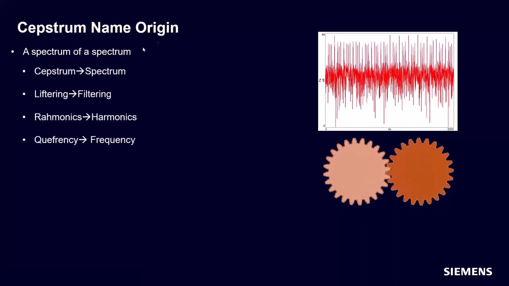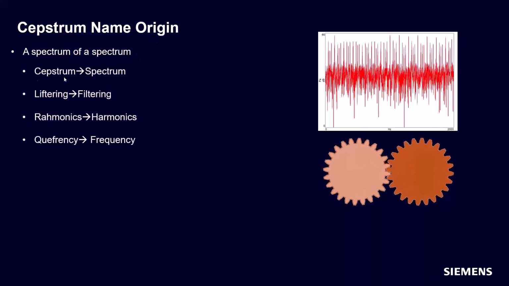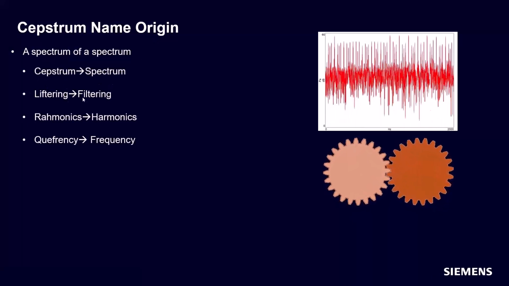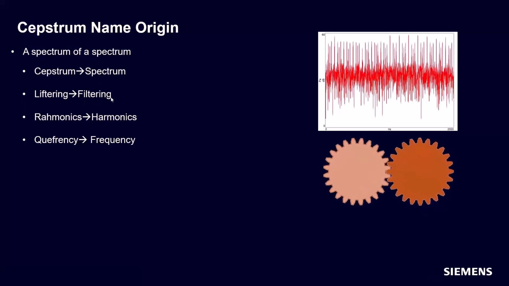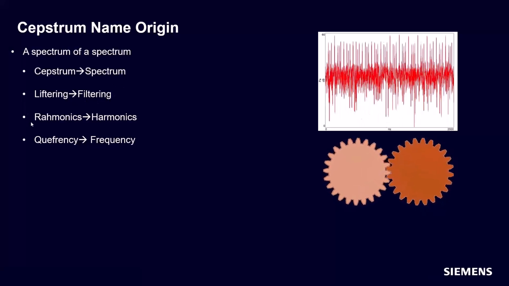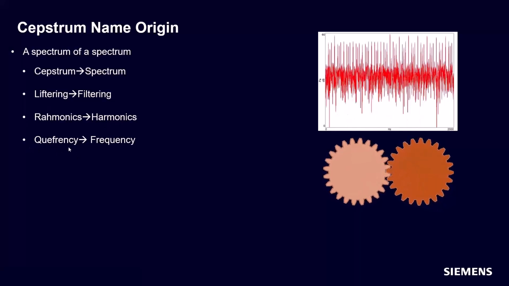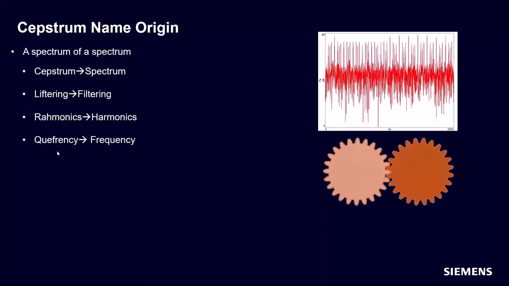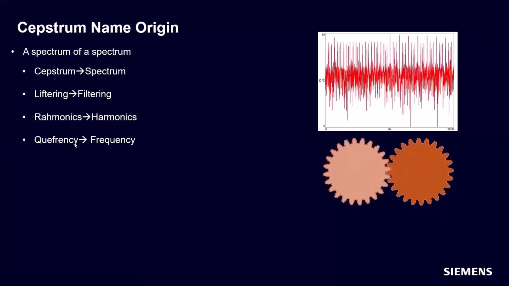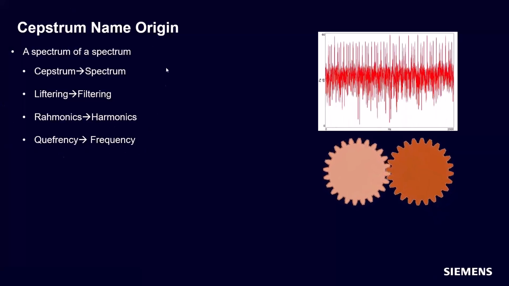Some more literature terms, if you're curious. Cepstrum is spectrum. Liftering comes from filtering, which is filtering in the Cepstrum domain. Harmonics are harmonics. And Q-frequency, this is the important one, is frequency. This is the unit we're going to be dealing with today. So this is just something to keep in mind as we're going along.